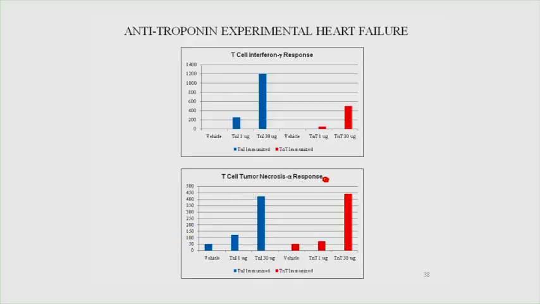Look at tumor necrosis factor alpha, you'll see the same thing. So the T cell response to the protein that you immunize the mouse with will be specific for that protein that's not normally supposed to be present.